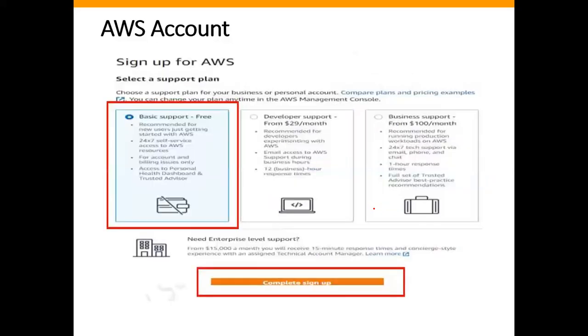Fifth and the last step. Again, it is asking us to select a support plan. We have selected a personal one, that's why we are getting the option to select the support plan as free plan. So here you always need to select the basic support free plan. Make sure you're not going to select these other plans, otherwise this is the minimum bill you will receive from their side. So select the basic support free plan and then click on complete sign up.